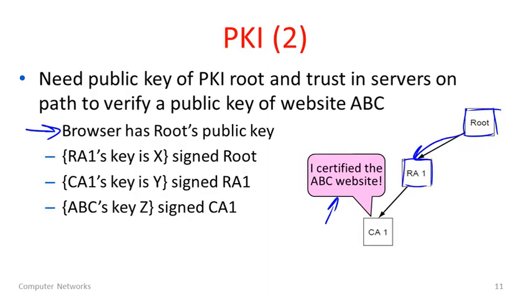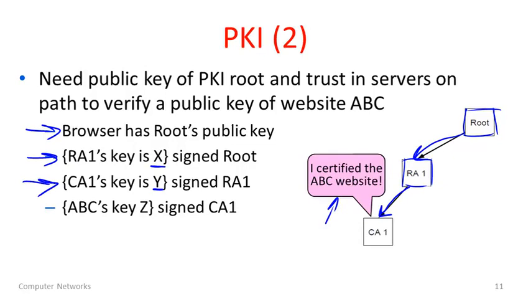So in fact, the root can make a statement to say that RA1's key is some key X, and sign it using its key. Now you can check this because you have the root's public key, so you can check that this statement has been certified by the root, in which case, if you trust the root, you will believe that RA1's key is X. RA1 can then make a statement saying that CA1's key is Y and sign it with its own key, and that would be X.